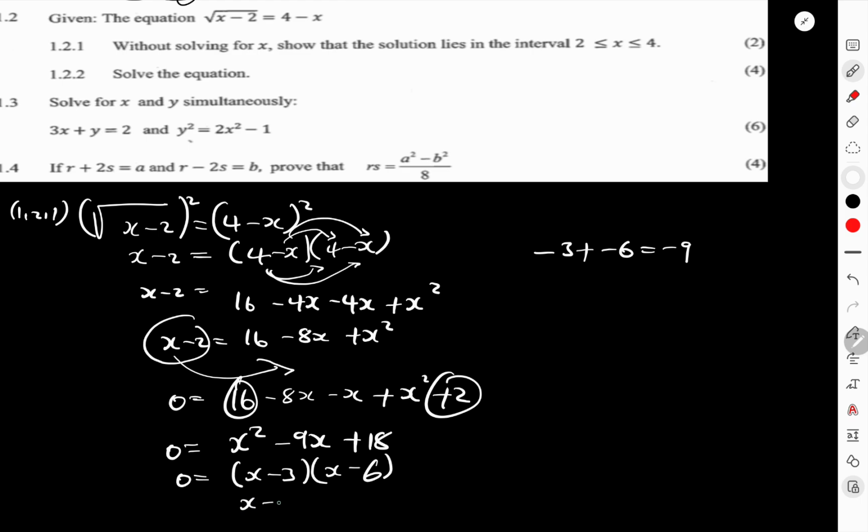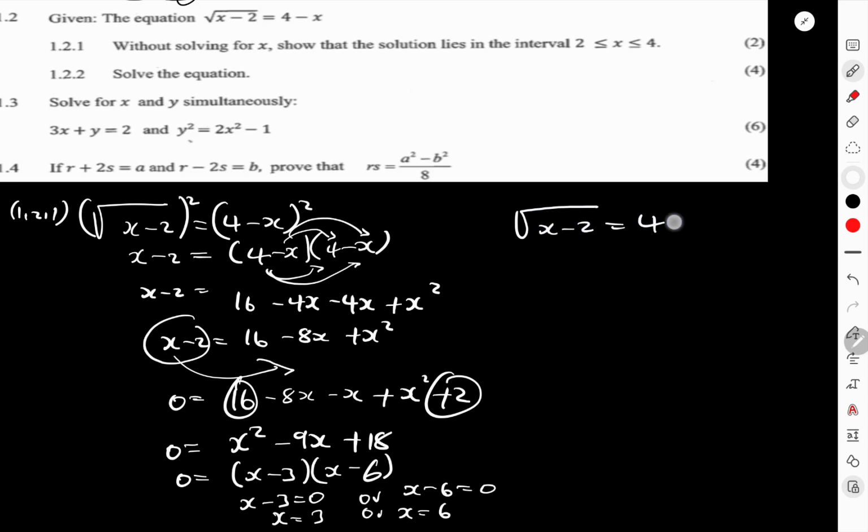Therefore after doing this, I'll have x minus 3 equals 0, or x minus 6 equals 0. I'm going to have x equals 3, or x equals 6. Now since it was in this particular form, we have to confirm. For us to confirm, wherever you see x, substitute positive 3, and wherever you see x, substitute positive 6, and see if the left-hand side and the right-hand side are going to be equal. So I'm going to have the square root of x minus 2 equals 4 minus x.